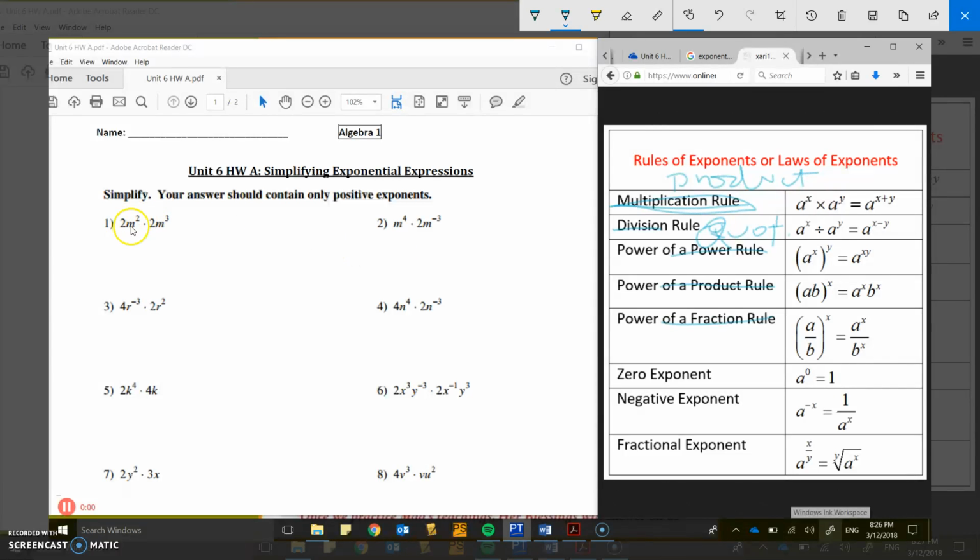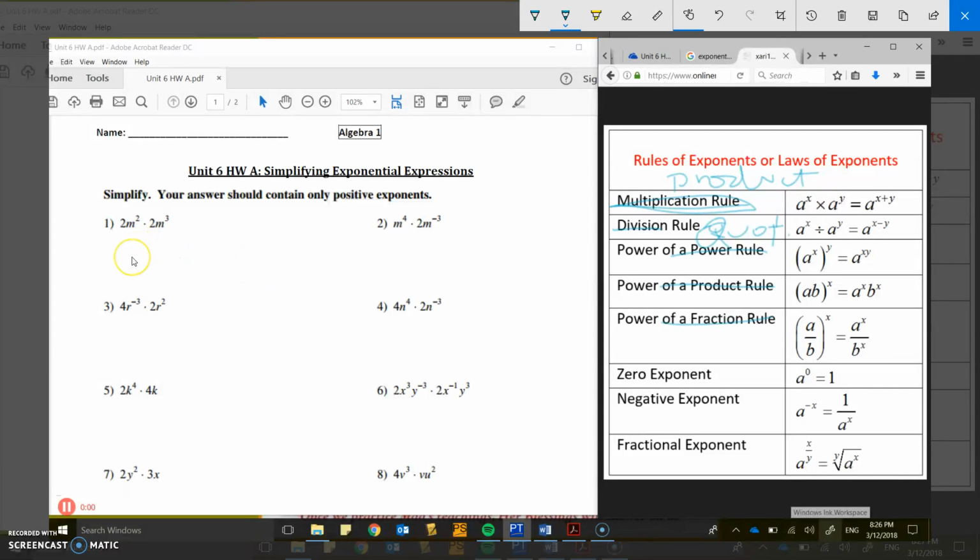So, on number 1, we've got a product rule because you've got a base to an exponent times a base to an exponent. Remember that the product and the power rules look very similar, except that the product has one base times another base, whereas the power rule only has one base to an exponent, or multiple bases to an exponent.